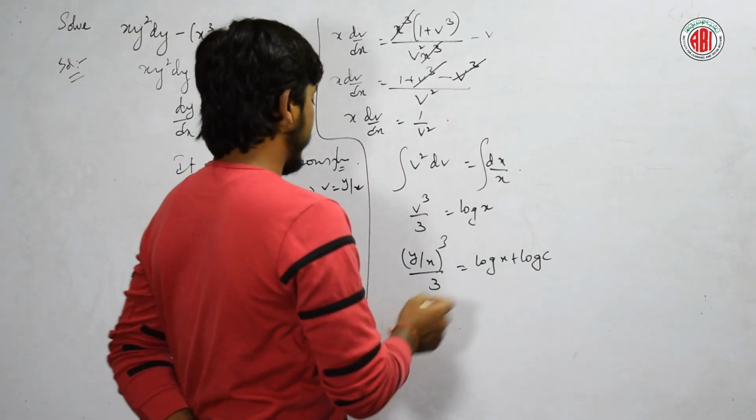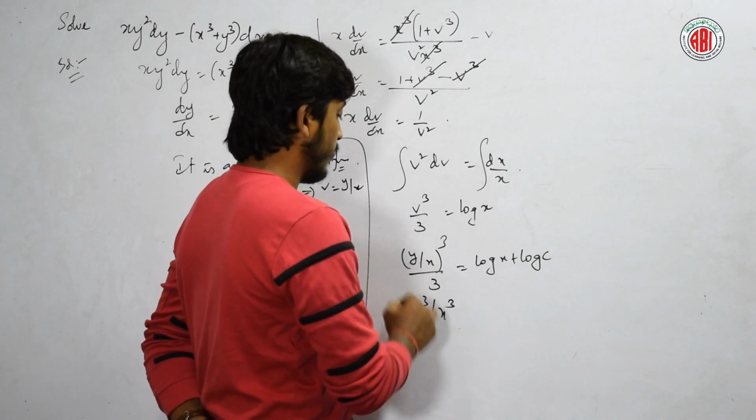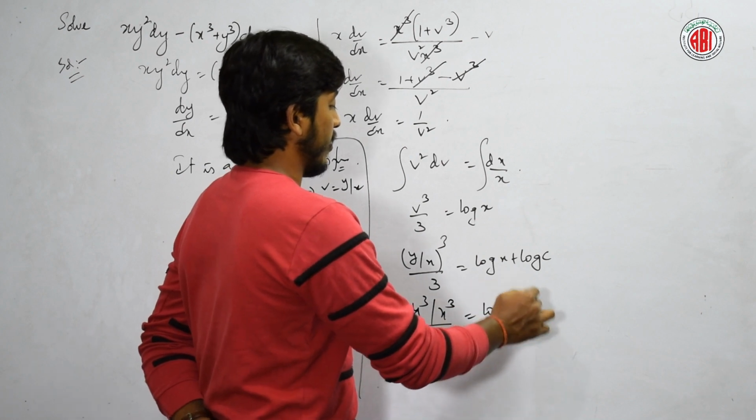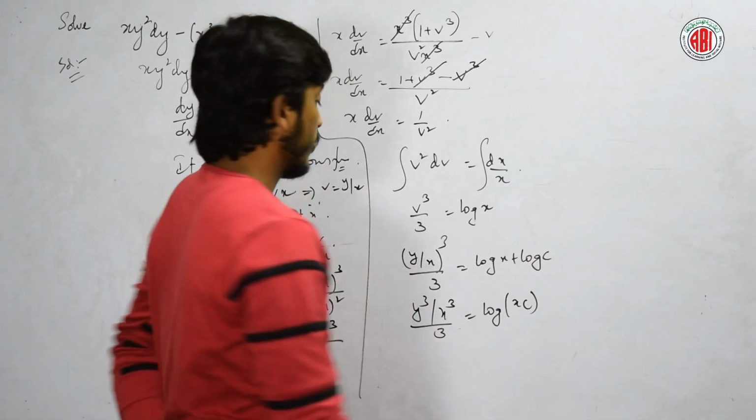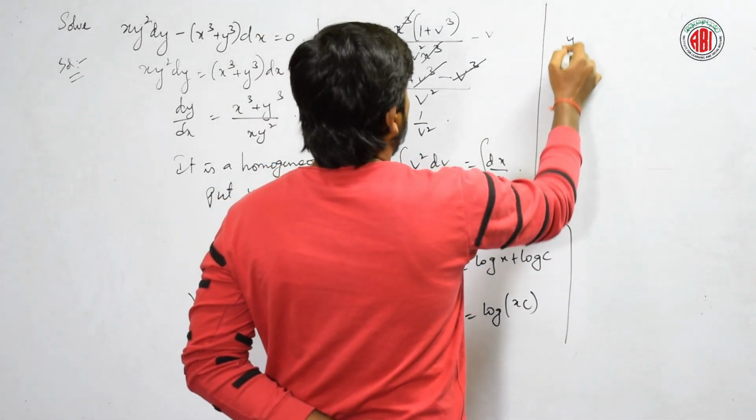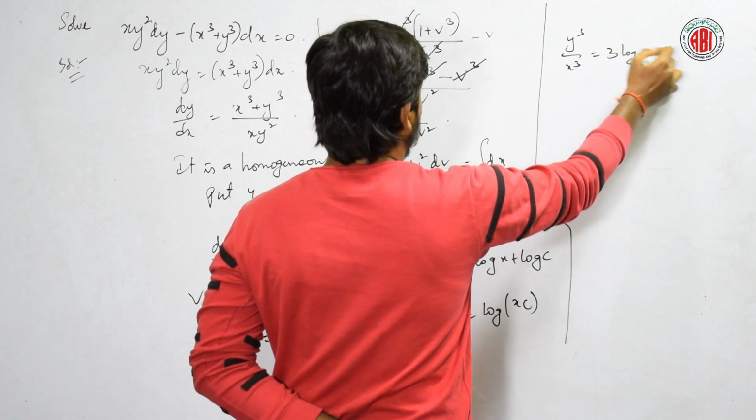Now let us simplify this. y cube by x cube whole by 3 is equal to log a plus log b, and that is log ab. So let us send this 3 to the other side. So y cube by x cube is equal to 3 log xc.